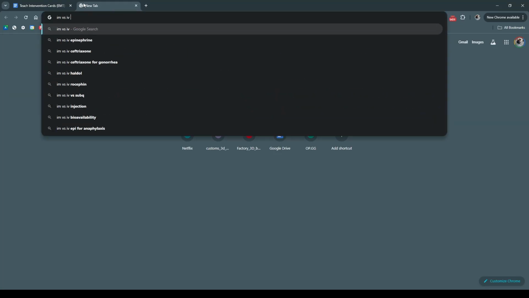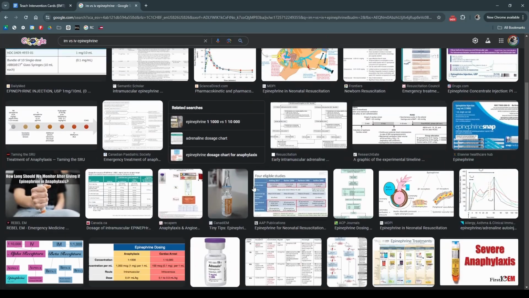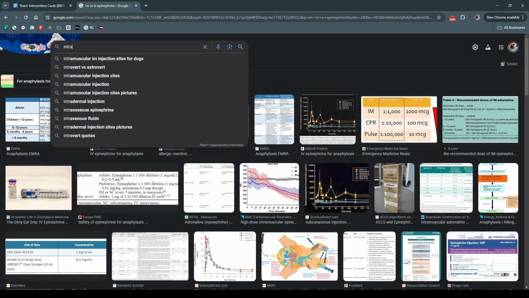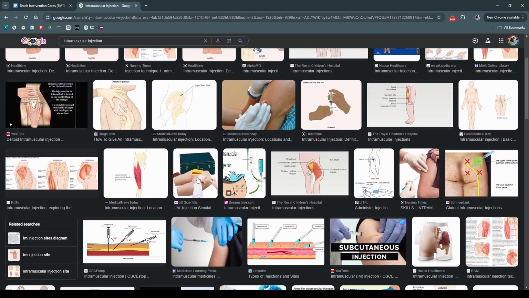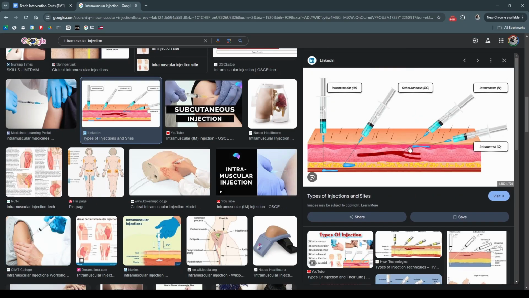IM versus IV. Oh, here we go. Let's look at that. I am looking for a graphic. Maybe I just need to type it in. Just a picture of a butt, no big deal. Here is what I'm looking for.